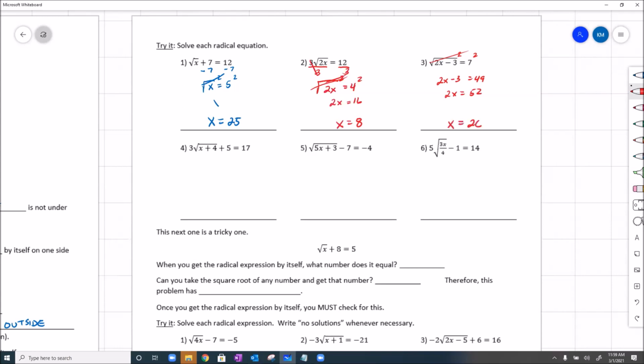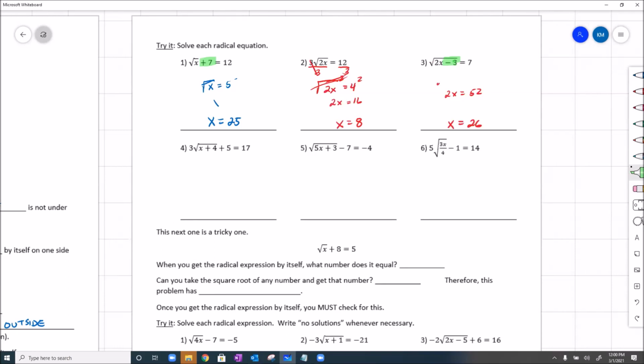x equals 26. I want to take the time here to make sure that you see the difference between 1 and 3. In problem number 1, we have radical x plus 7, and it should be clear that this plus 7 is not included in our radical. In number 3, this minus 3 is still covered with our radical sign. So make sure you understand that that's the difference between when it's inside our radical and when it's outside of our radical.